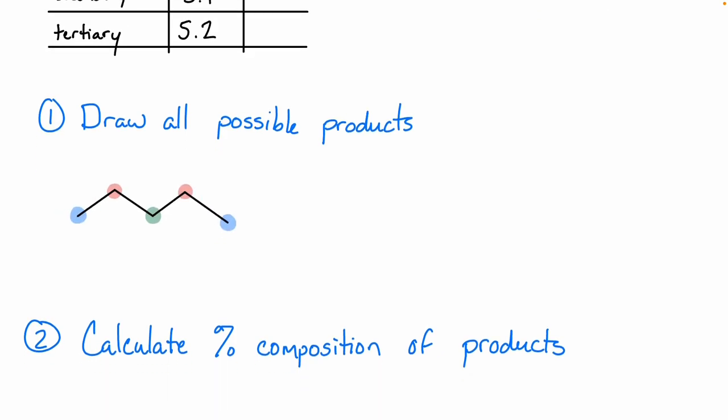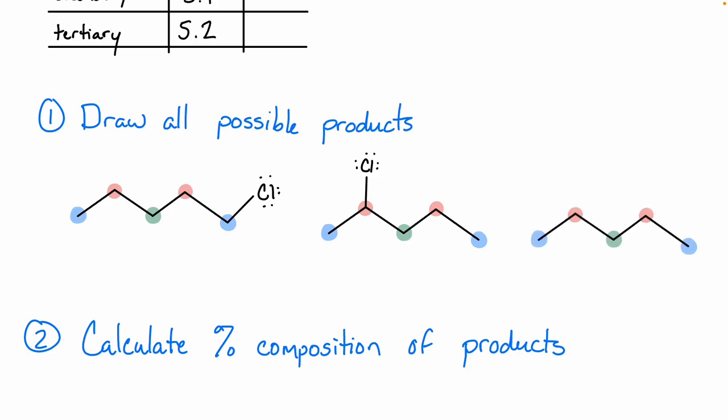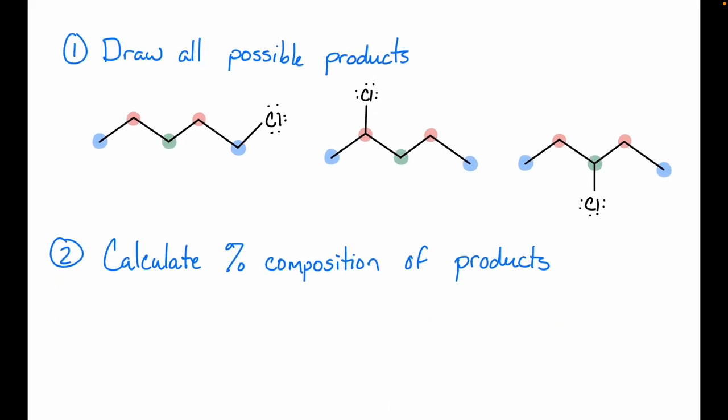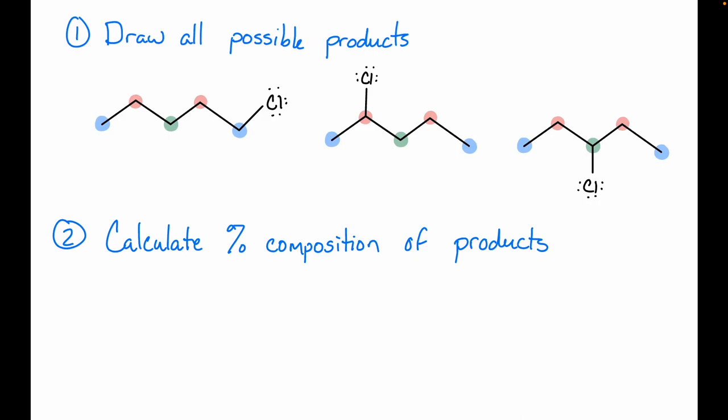All right, so we'll have one product with the chlorine on the blue group. Another product, the chlorine on the red group. And then lastly, chlorine on the green group. All right, so we got these three possible products here. Okay, so then in order to figure out which one is our major product, we're gonna have to do some math.